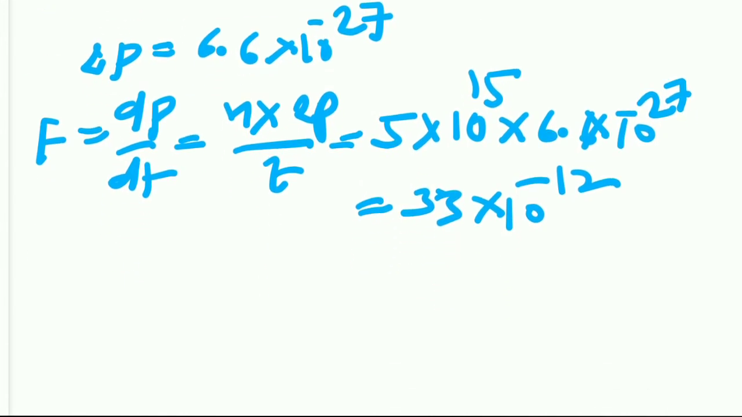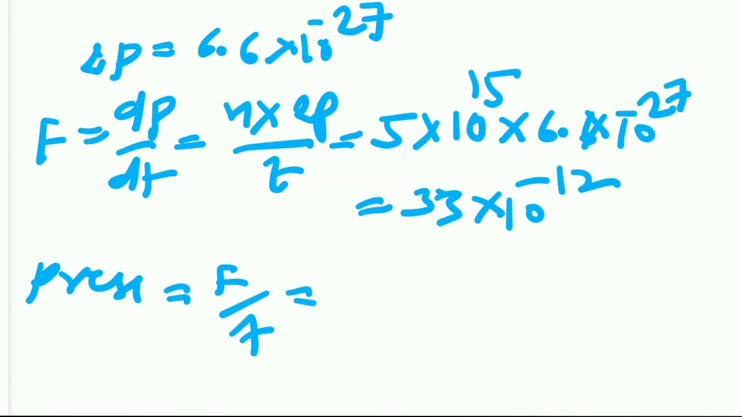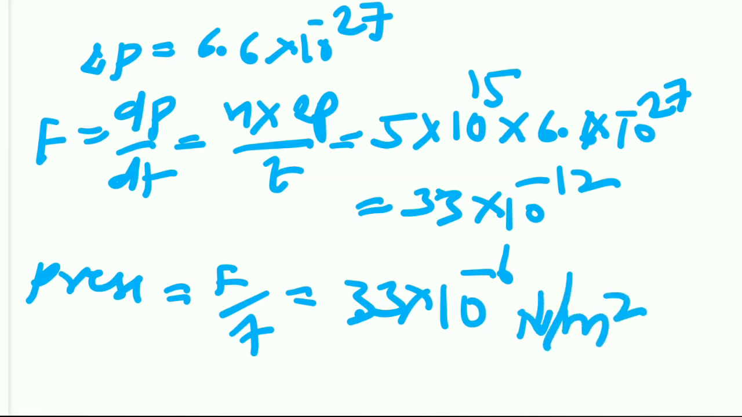So pressure is equal to F by A, 33 into 10 to the power of minus 66 Newton per meter square. This is the answer.